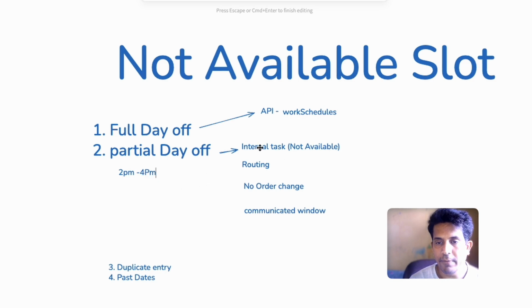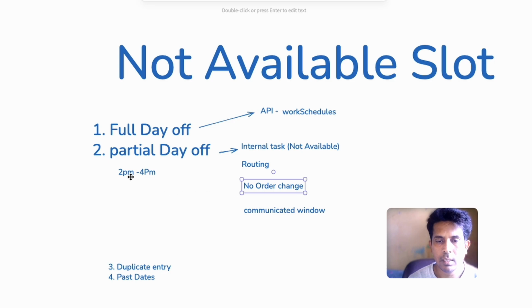When we create an internal task, we have to take care of routing, because routing can change its time slot and optimize. We also have to take care of the order change. It should not get reordered. If a new task is assigned, it should not go here and there on the time view. It should be strict between 2 p.m. to 4 p.m. So we have to populate a communicated window and add a flag so that routing will not optimize it. This way, we can import partial day off in Oracle Field Service.